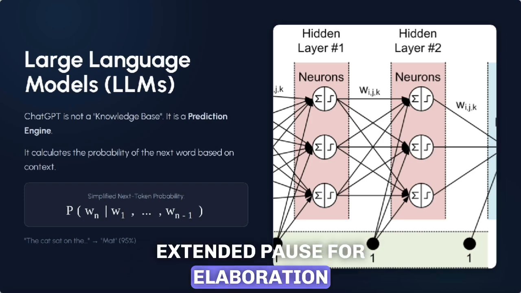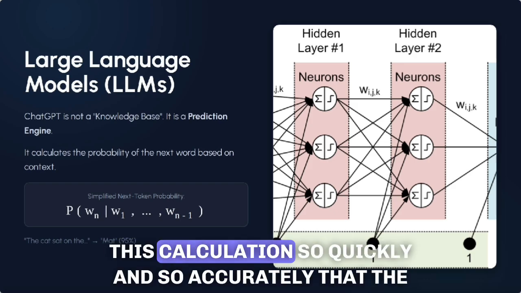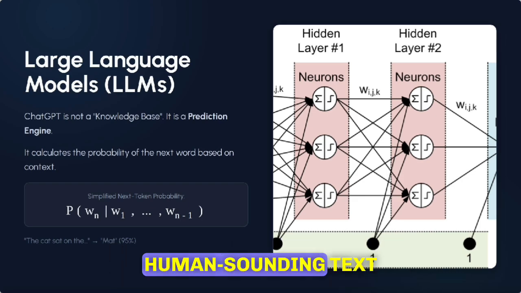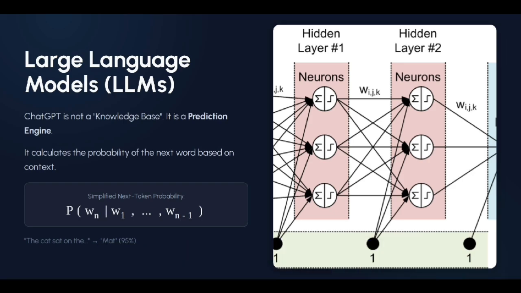The reason it feels like magic is because it is doing this calculation so quickly and so accurately that the sequence of predictions creates coherent, human-sounding text. You are watching probability unfold in real time.